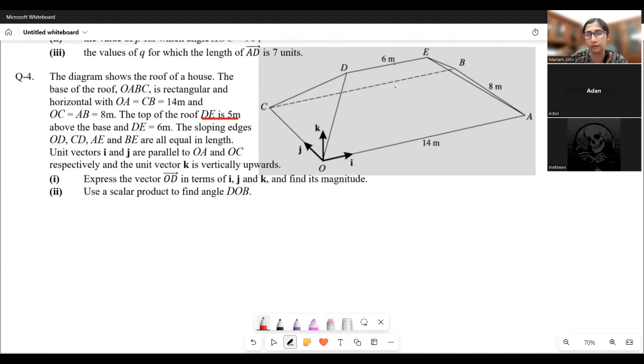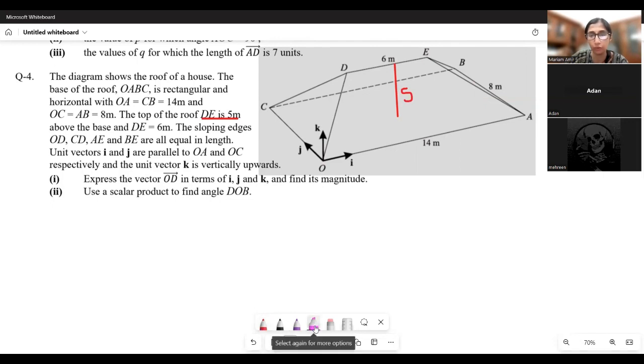So the distance from here to the base is 5. It has been stated, but it hasn't been drawn in the figure, so I just did that. And then DE is 6. The sloping edges OD, CD, AE, BE are all equal in length. Unit vectors I, J are parallel to OA and OC respectively, and the unit vector K is vertically upwards. Okay, express OD in terms of I, J, and K.